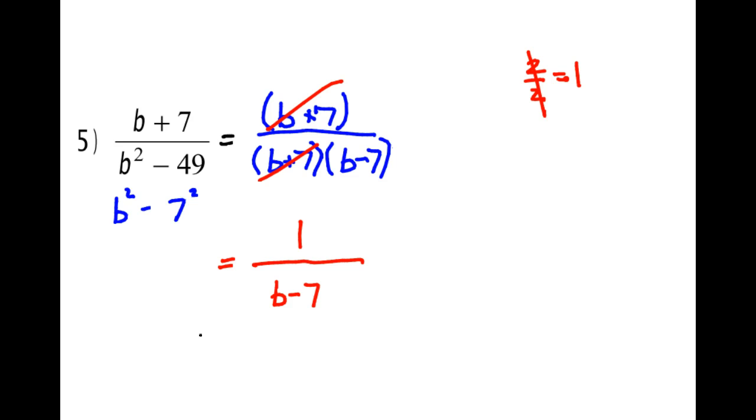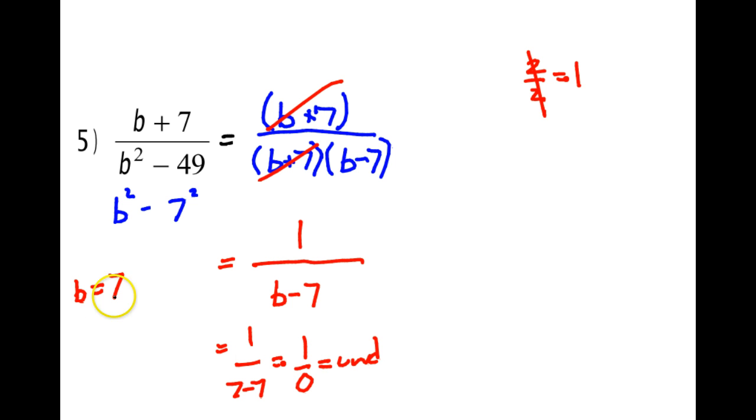Now there's one other small detail here. Ready? And that is that before I said I can plug in any number and I should get the same answer here. But you notice that if I plugged in 7 into here, what would my answer be? 1 over 7 minus 7, which is 1 over 0, which is undefined.